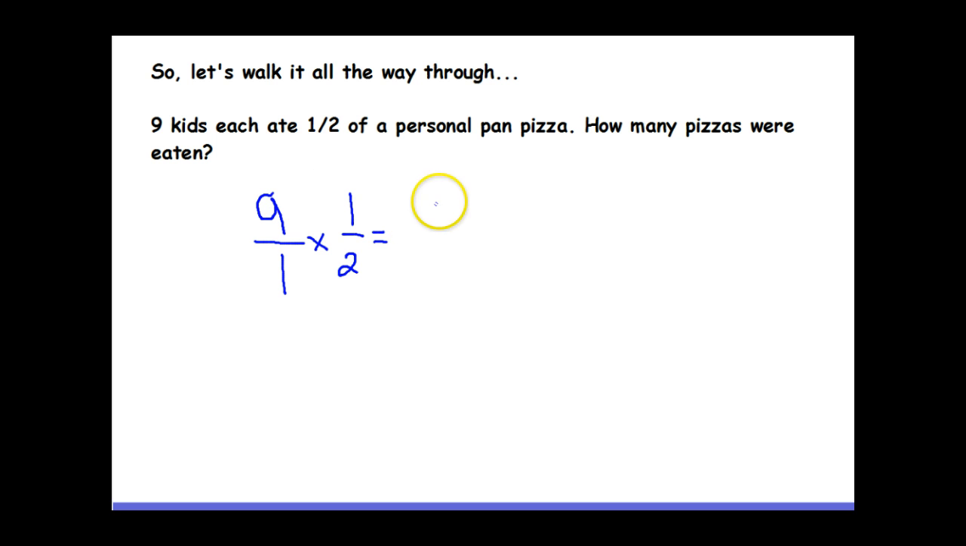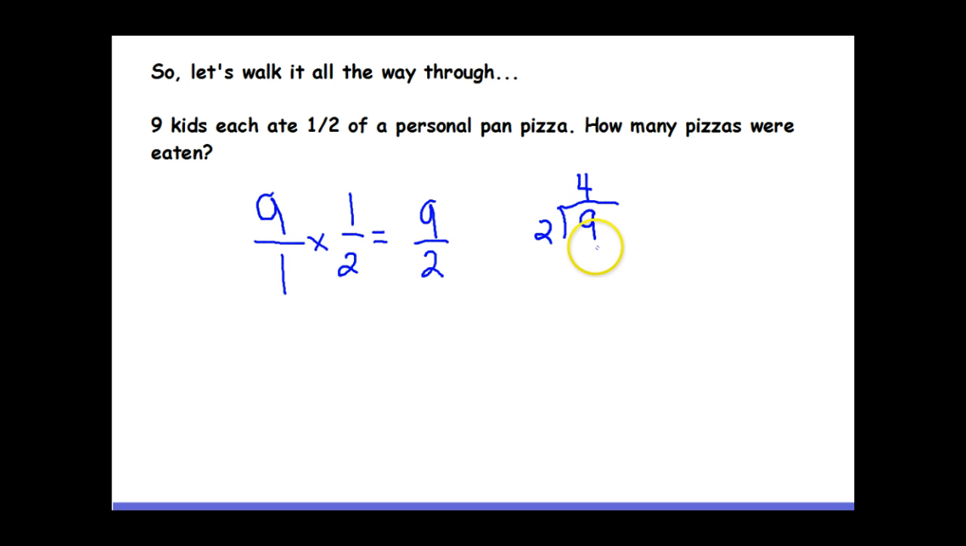All right, 9 times 1 is 9. And 1 times 2 is 2. So we're dealing with 9 halves of a pizza. All right, so let's pop our 9 here because that's our numerator. And let's put our 2 here. That's our denominator. And I want to know how many times 2 will go into 9. How many times can I pull 2 out of 9? So 2 goes into 9 4 times.